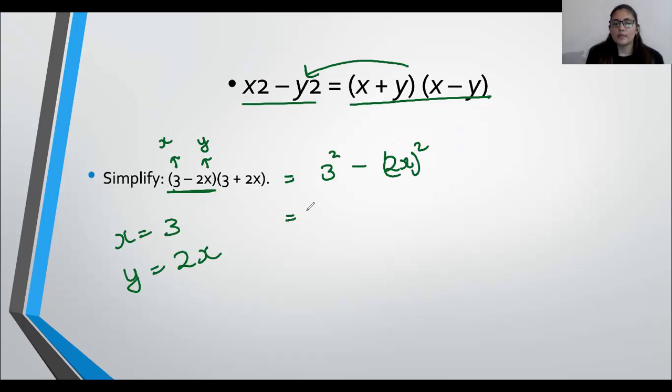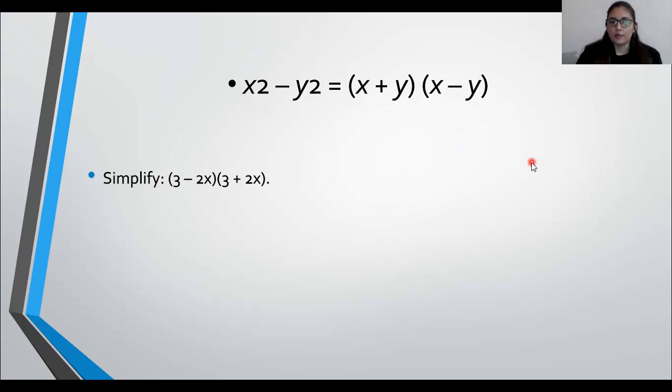So how can we simplify this? It will be 9 minus 4x square. Simple, and you are done, right? It's very easy to understand. Okay, so like this you can solve it. There is one tip for you all: always refer to the bracket in which the negative sign is present, always. Okay, now let's move ahead to the next question.